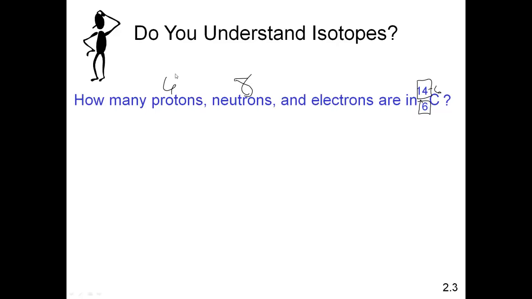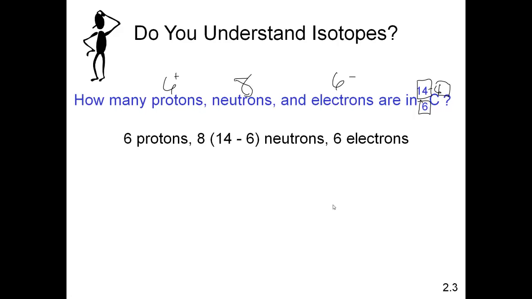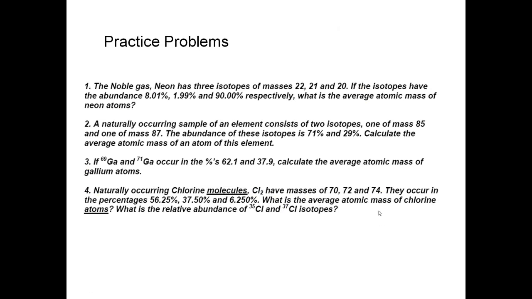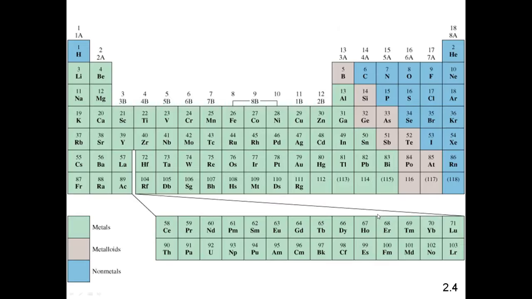Because we have 6 protons, so 6 positively charged things, and there's no charge, usually written on the upper right-hand side of our element, there must be 6 negative things so that our overall charge is neutral. So we must have 6 electrons. It's going to change a little bit for carbon-11. Practice problems, we're just going to blow through that.